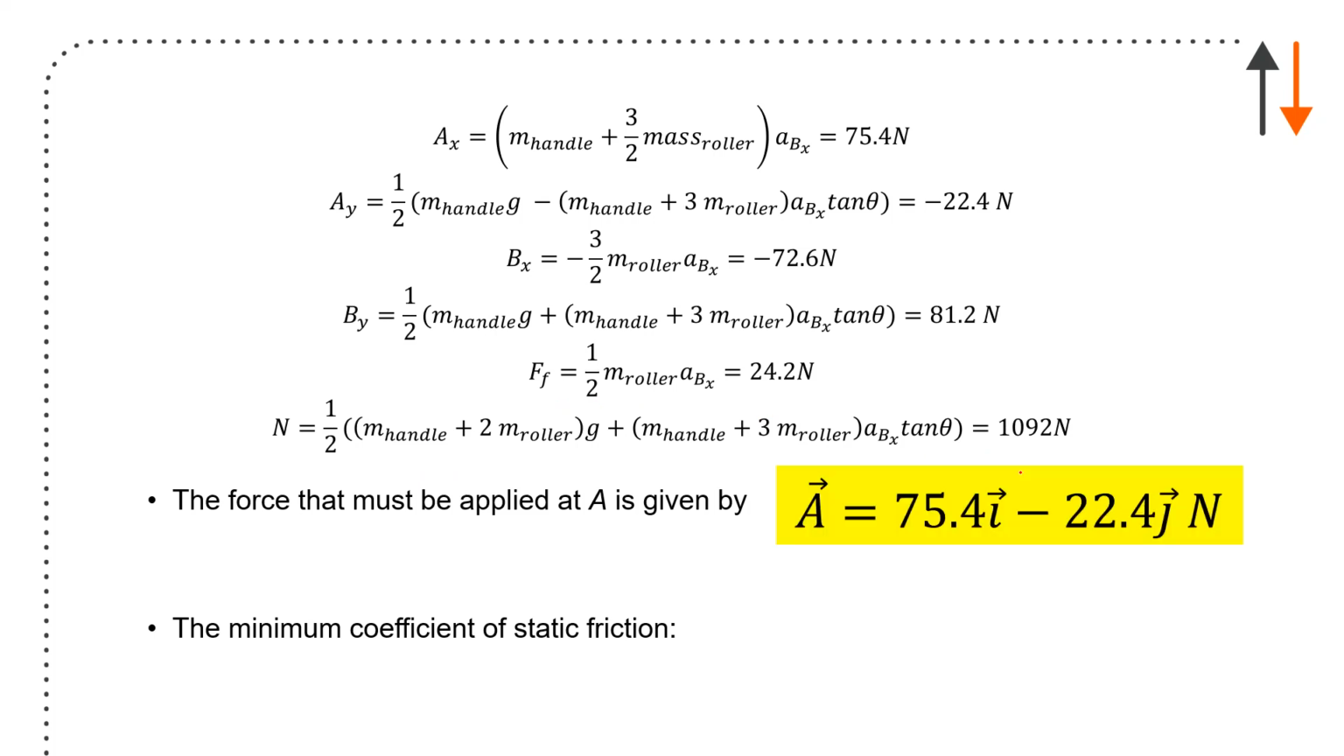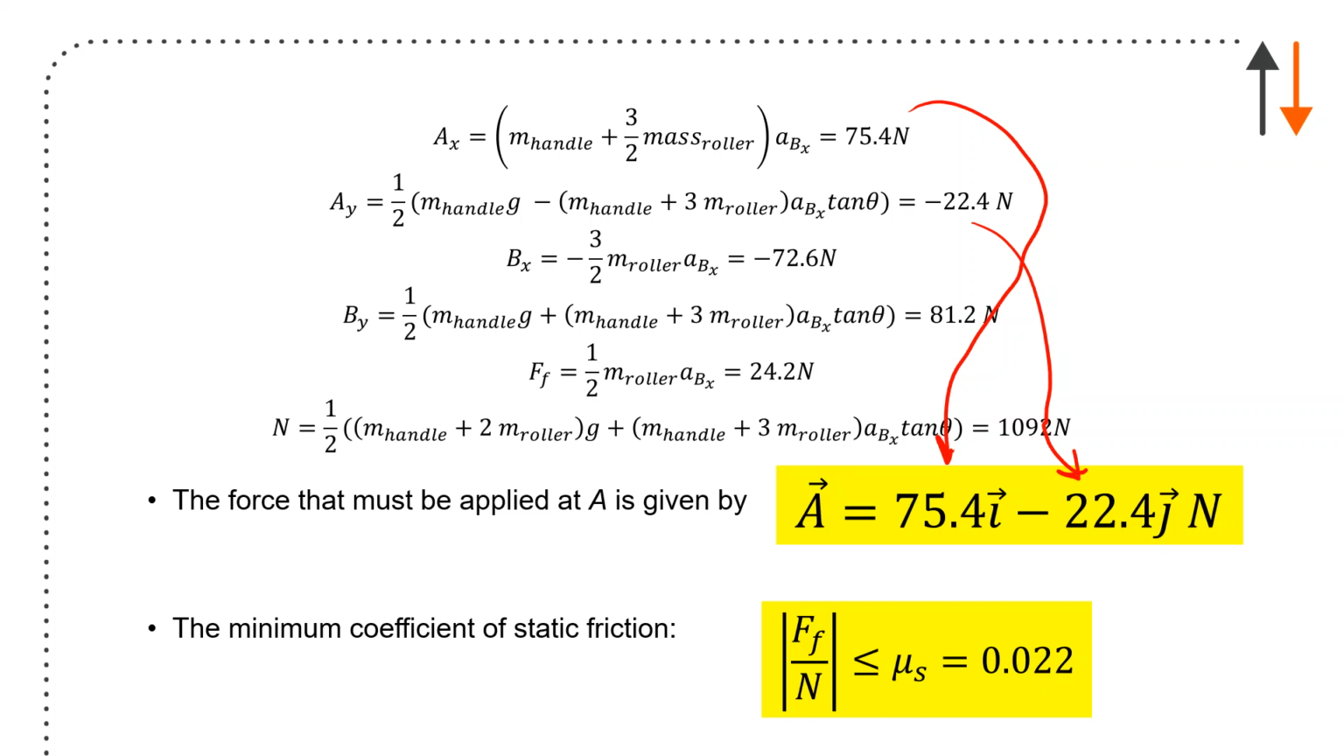So the force that has to be applied is 75.4 newtons for the x term, and 22.4 newtons for the j term. So my total force on A is given this way. I could have written it a number of different ways, and I'll talk about one of those other ways in a second. The minimum coefficient of friction has to be less than the static friction, and that is a very small number in this case, 0.022, no units.